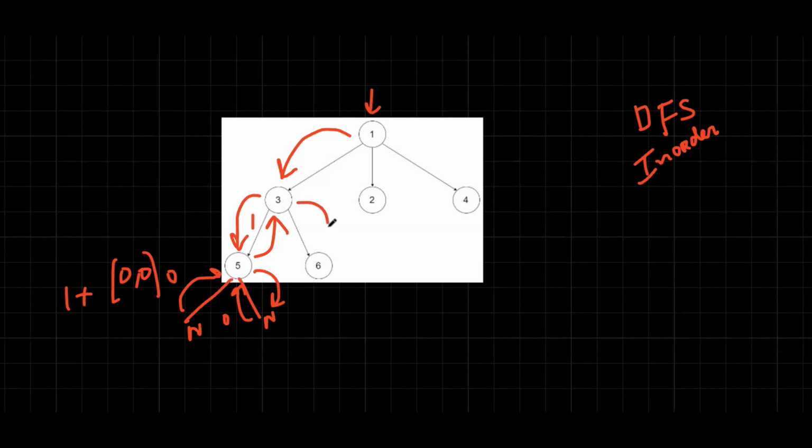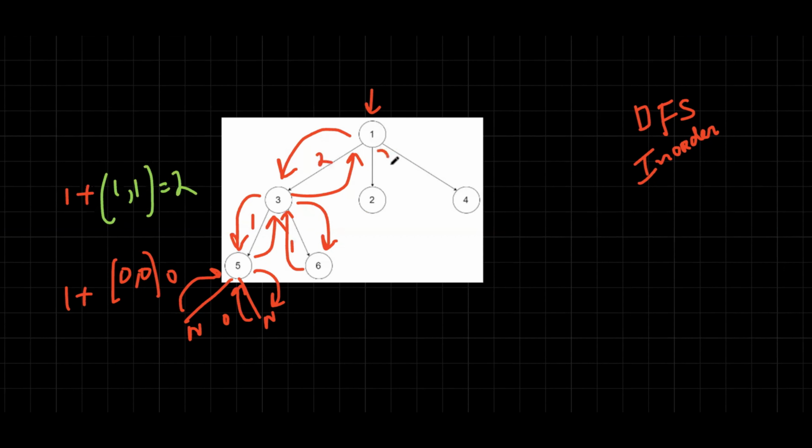Now again, from this 3, the call goes into this 6, and this 6 will also return 1. Now this node 3 will return 1 plus maximum of both of its left and right subtree return values, which will be 1 plus maximum of 1 and 1, which will be 2. So this will return 2.